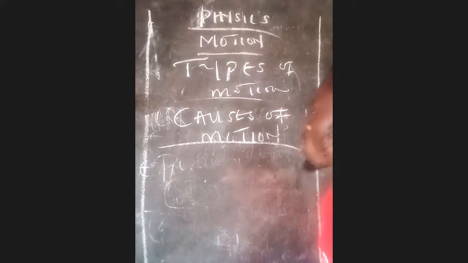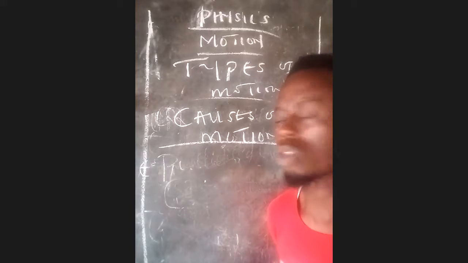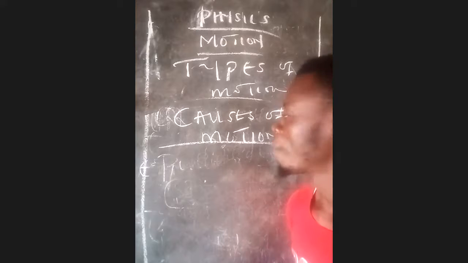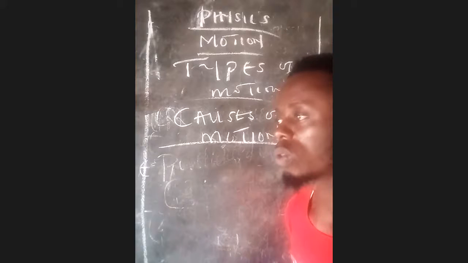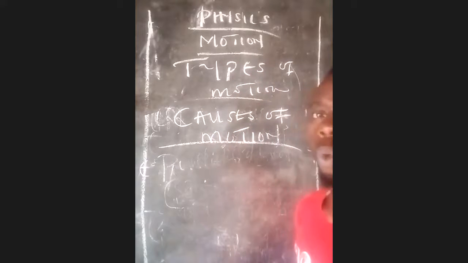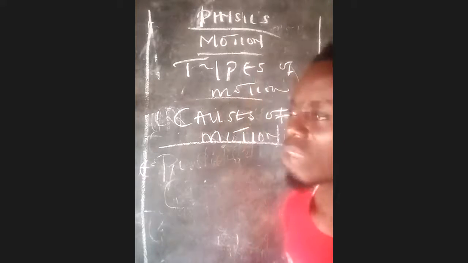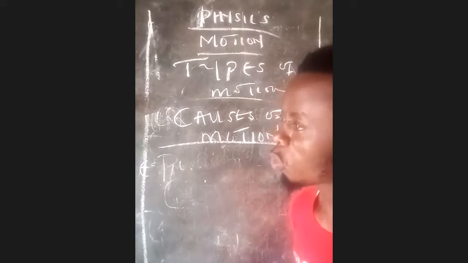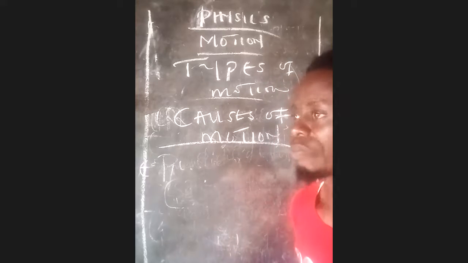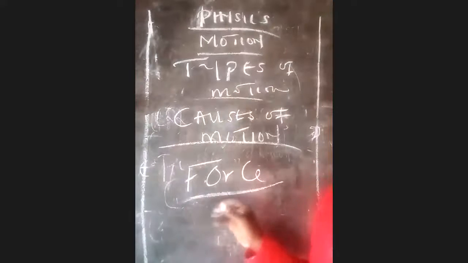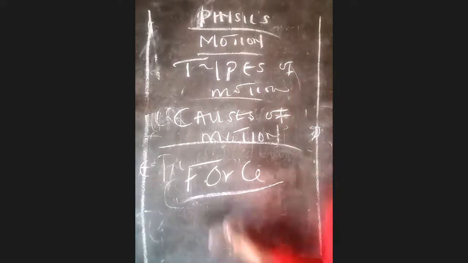Now, when we talk about causes of motion, one thing that should come to our mind is what can cause motion. When the body is at rest, the body is not said to be in motion. Until something is applied to the body, it is not said to be in motion. What is that thing? Force. A force must be applied to a body before the body can be said to be in motion.